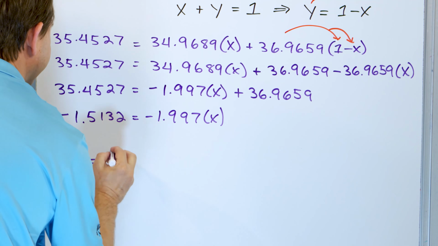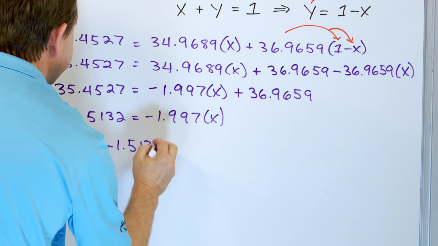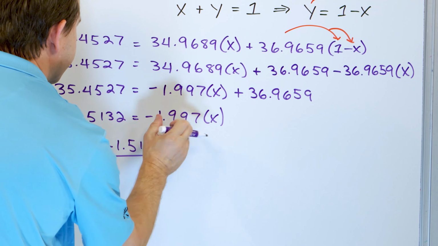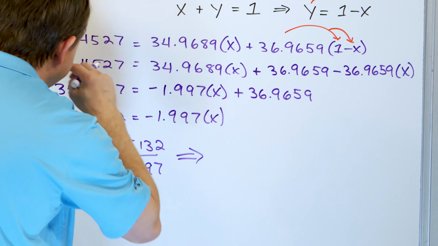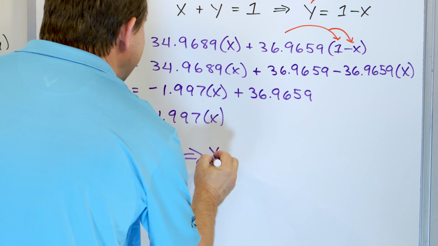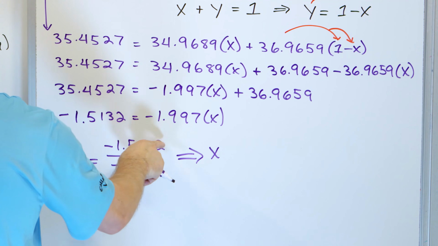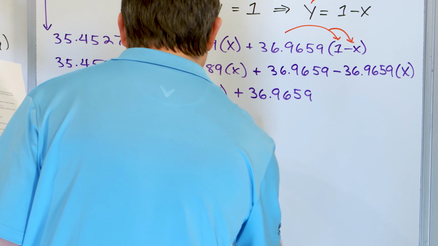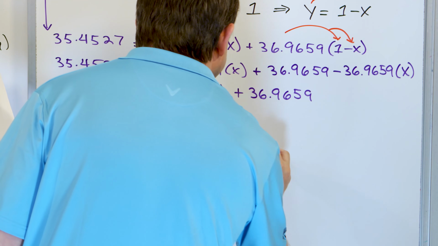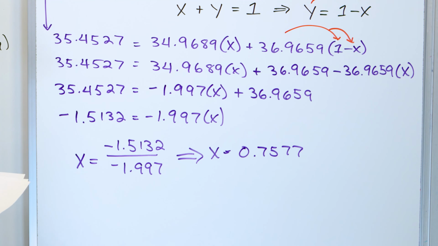So x is equal to this over here, negative 1.5132, divided by this number here, negative 1.997. And so what you get is negative divided by negative is positive, and whenever you say 1.5132 divided by 1.997, you get 0.7577. All right? Now that's the x, the answer to x.